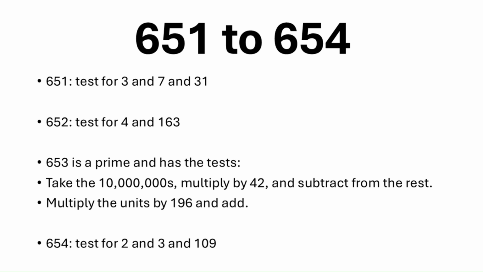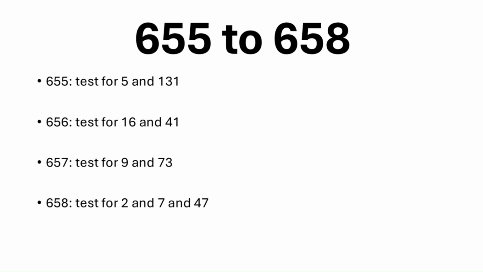Take the 10 millions, multiply by 42, and subtract from the rest. Multiply the units by 196 and add. 654, test for 2 and 3 and 109. 655, test for 5 and 131. 656, test for 16 and 41. 657, test for 9 and 73. 658, test for 2 and 7 and 47.